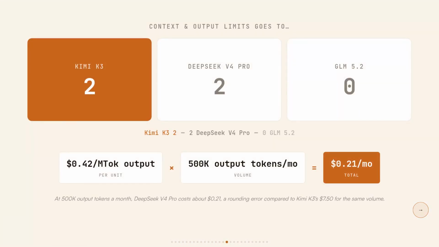Kimi K3 takes context and output limits decisively, and that ties the score at 2 wins each, which I honestly didn't see coming given how lopsided the cost and speed tests went. The 1M context is a real, documented advantage, and for the right workload, it's the only thing that matters.